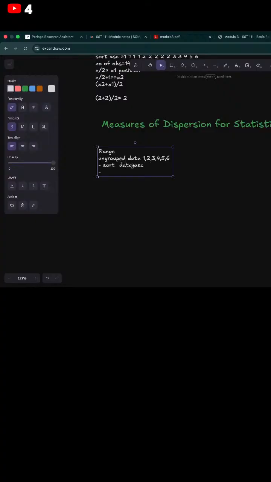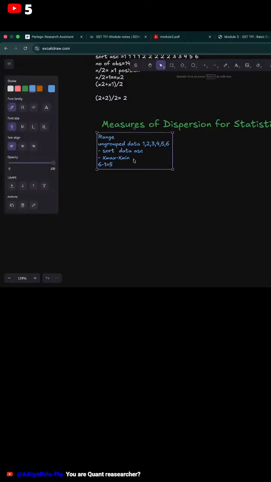So we were here: sort data, then you subtract the x minimum from the x maximum, where x represents a number. So that is how we do range. For this example, we can do 6 minus 1 equals 5. So this is our range.